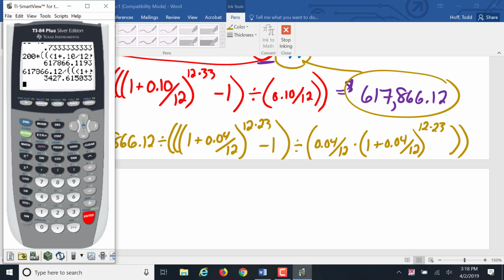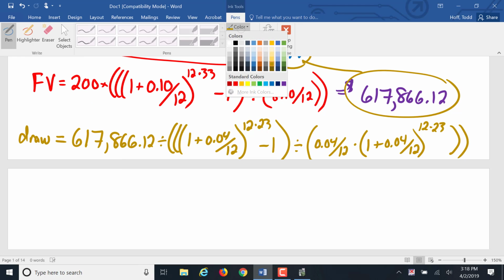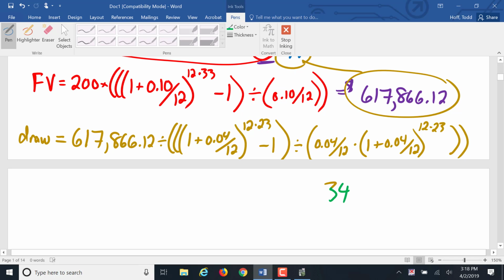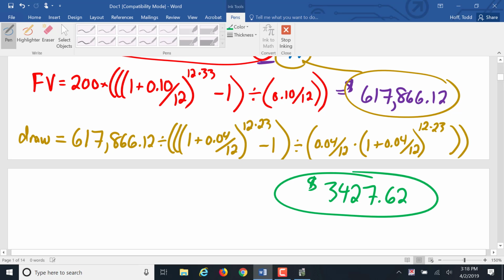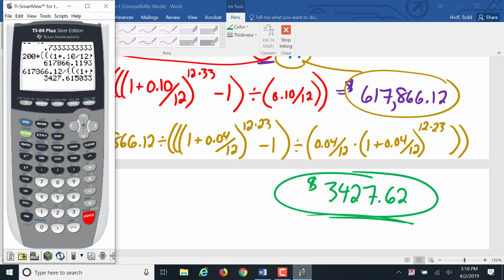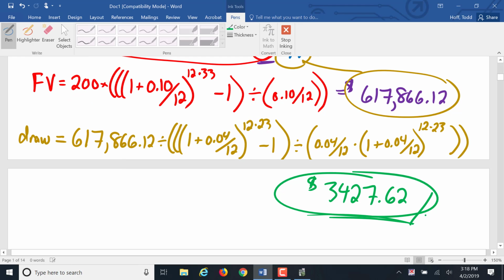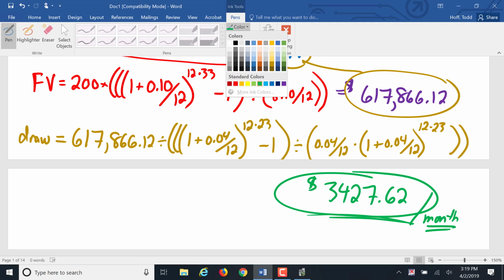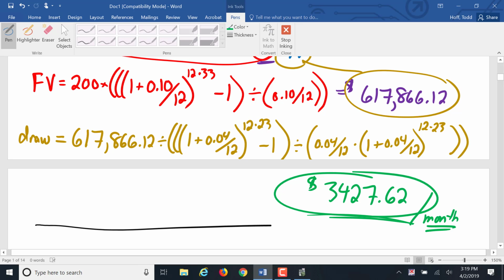And that gives us 3,427.62. So what that is saying is from 67 to 90, if those conditions hold true, Sam will be able to draw out $3,427.62 per month. Not a bad retirement draw based on that $200 investment.